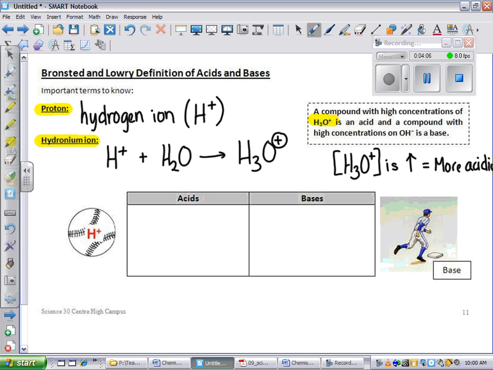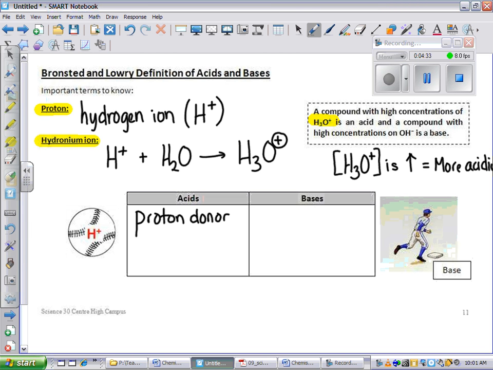Now that we have a general understanding of the difference between a proton and a hydronium ion and how each of them are formed, we are going to move on to the definition of an acid and a base. So in addition to the things we talked about on the last screen, the main difference here is that Bronsted Lowry's definition of an acid and a base includes the word proton. An acid is a proton donor.